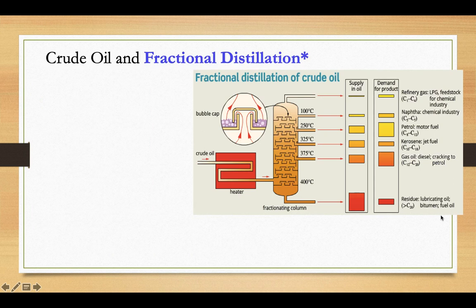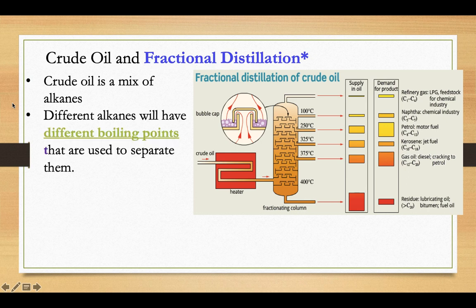For oil, crude oil is an important ingredient for a lot of our products, from cosmetic makeup to your clothes, and of course everything that you feed your car with. It is essentially a mix of alkanes, and different alkanes will have different boiling points, and we use those boiling points to separate them.